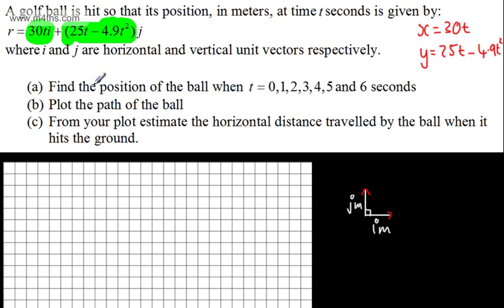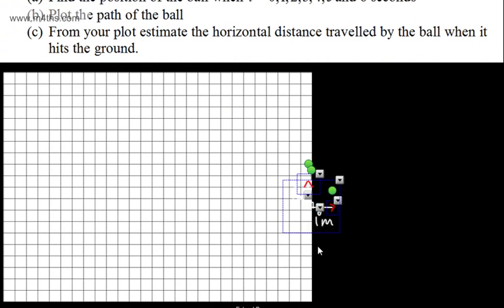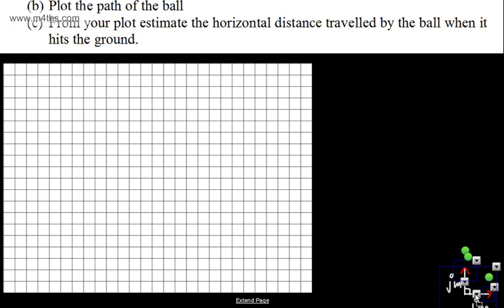So it says in part A, find the position of the ball when t is equal to 0, 1, 2, 3, 4, 5 and 6 seconds. In B we need to plot the path of the ball. And in C it says from your plot estimate the horizontal distance travelled by the ball when it hits the ground. In later videos we're going to work with projectiles, but for now I'm just going to go ahead and work with this in basic form.